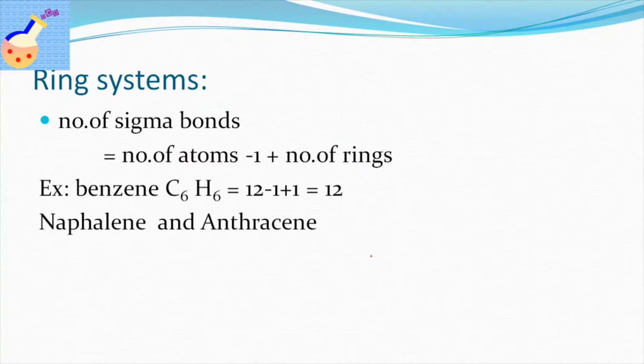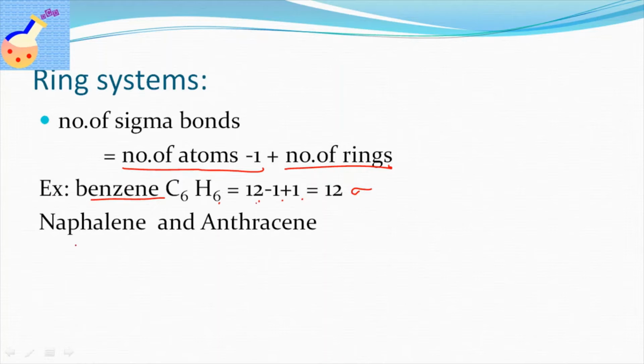Next, coming to the ring systems, number of sigma bonds is equal to number of atoms minus 1. That is the same formula here, but you should add the number of rings also. So let us solve for benzene. How many atoms are there? 6 plus 6, 12. 12 minus 1 plus 1 ring is there. So 12 sigma bonds are there.